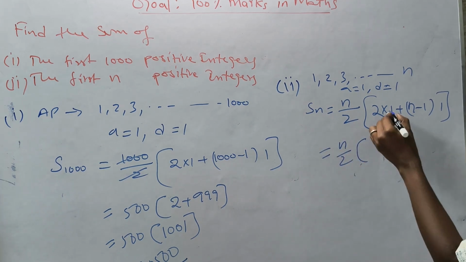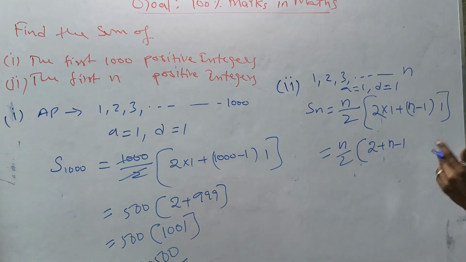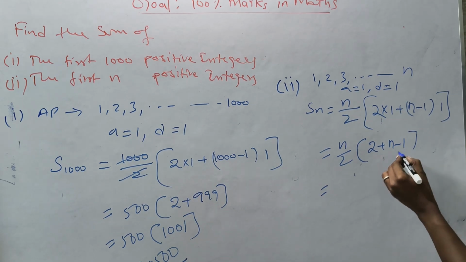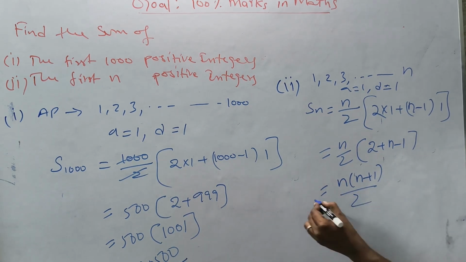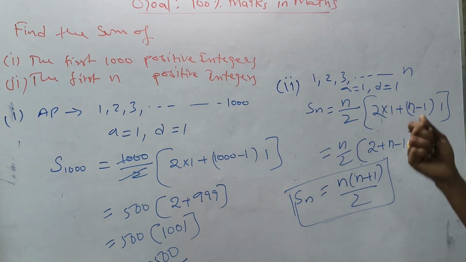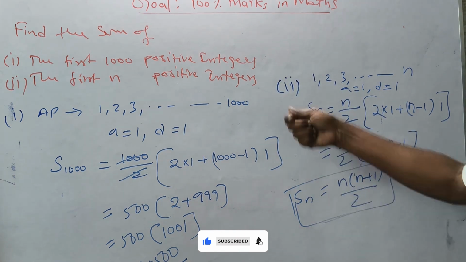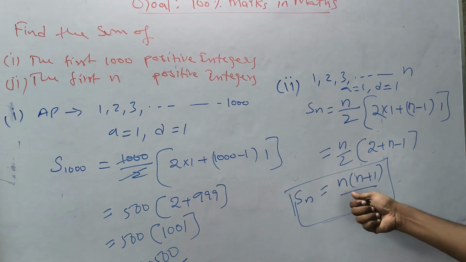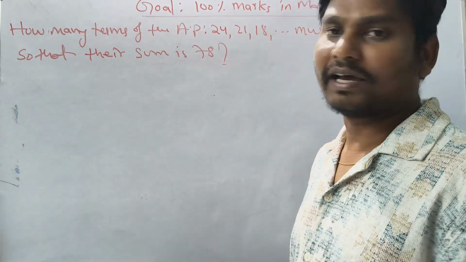Now simplify this thing. n by 2 into 2 plus n minus 1. Now you will get, 2 minus 1 means n plus 1 only. n into n plus 1 by 2. We already know the formula for the sum of the first n natural numbers; it is derived from this only. So Sn, the sum of the first n natural numbers, natural numbers being nothing but positive numbers only, gives n into n plus 1 by 2. Clear?